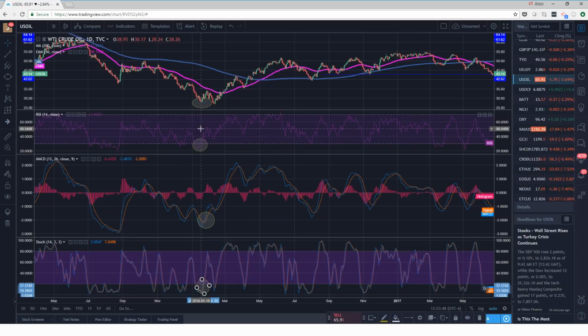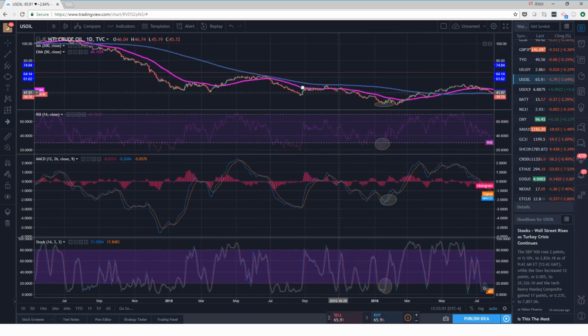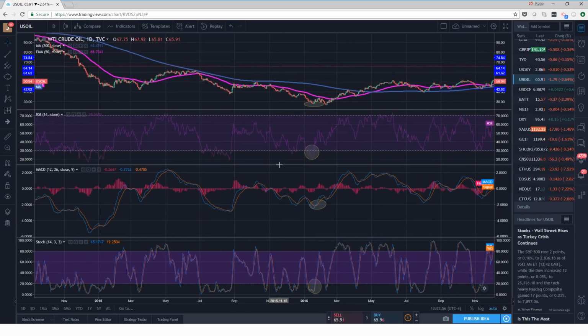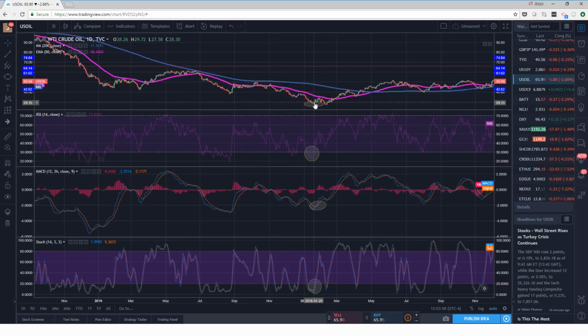So this is another good situation too, where you can use different indicators to help you determine where things may or may not be headed. Because you can see we had a choppy sideways move here in oil before the trend really materialized, and you can see how the different indicators reacted to that.